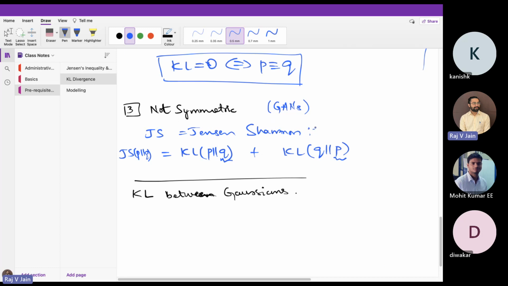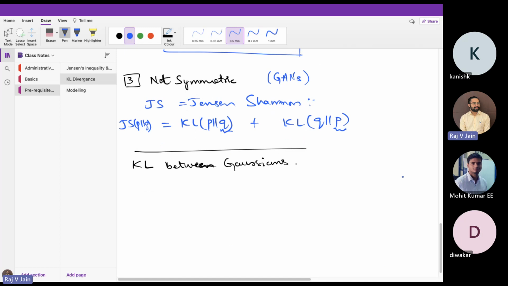And more than anything it's an issue because it doesn't sit with our thought process of distances, right? When you say distance we think of it as a symmetric quantity. Even the mathematical way of defining distances in spaces, we consider them as symmetric measures. So KL not being symmetric violates that intuition of a distance. That's the only reason. Otherwise, there's no problem with it not being symmetric, right?